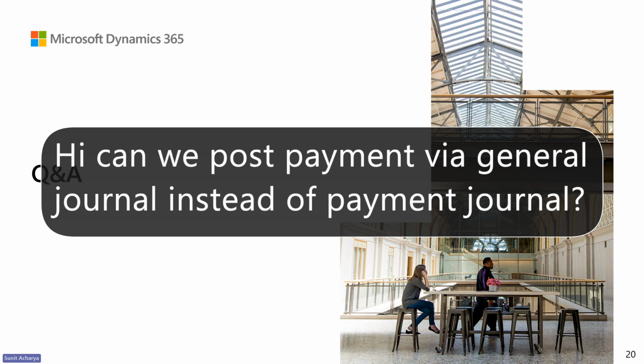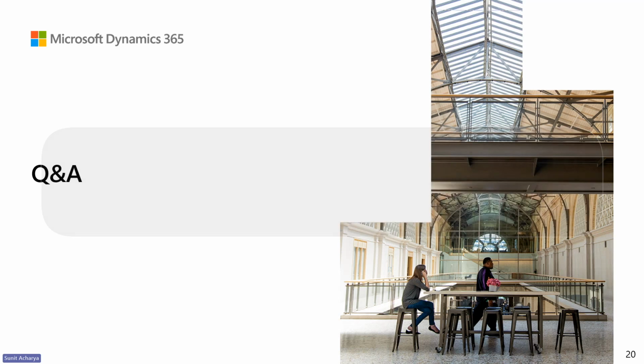General journal instead of a payment journal. I guess we'll have to have the customer account linked. But for prepayment, Bhavna, do you want to correct me here? I believe we can do this today. Or does it have to be a prepayment invoice? It has to be done with the payment journal, to settle the previous payment invoice.